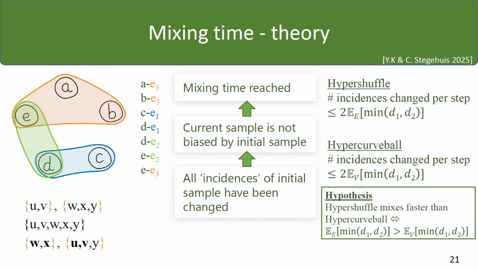There is another question from Joel. Actually, several questions. The first one is, have you tried combining the two algorithms, sampling a bit from the hypercurveball for some time, and then going to the hypershuffle for the other time? I haven't tried, but I've thought about it.